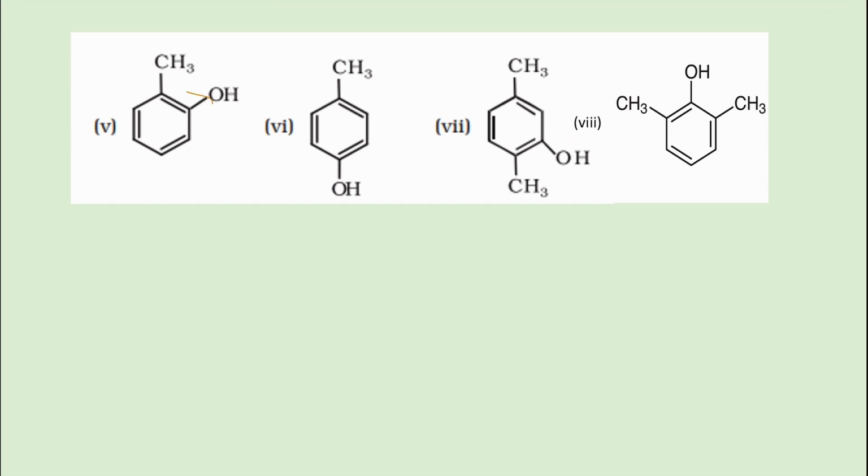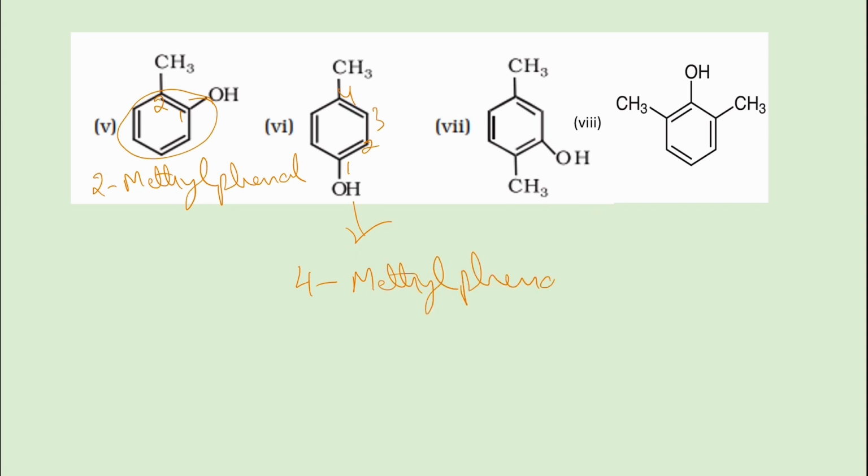Then you have phenol, and on the second carbon there is methyl. So this is 2-methylphenol. This is 1, 2, 3, 4. This one is 4-methylphenol.